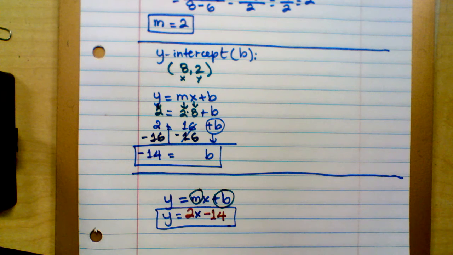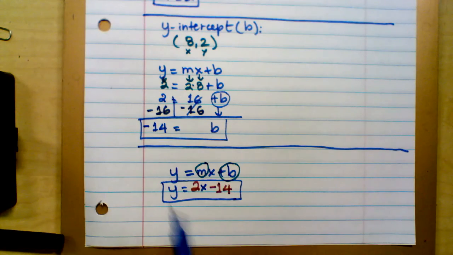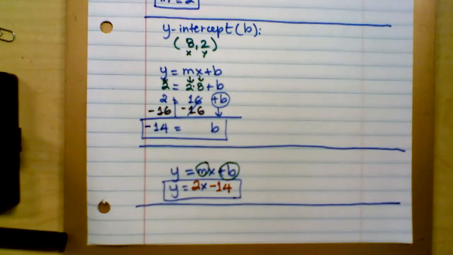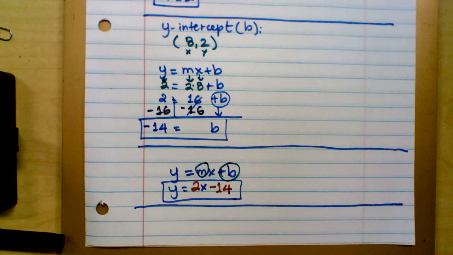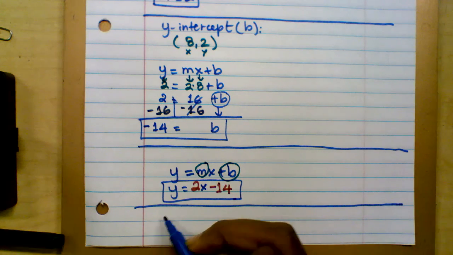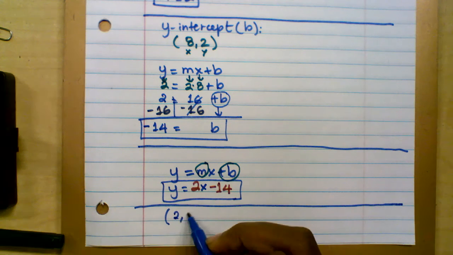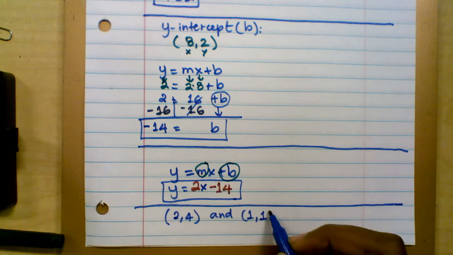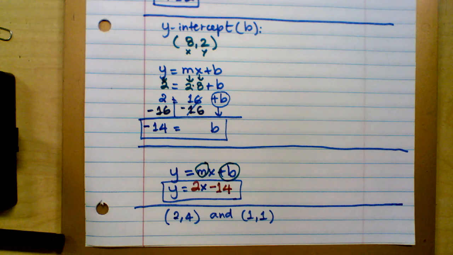Let me give you an example for you to practice. This is for you to check your understanding. I'm asking you to write the equation of the line when you're given the points (2, 4) and (1, 1). Follow the steps and please write the equation of a line that passes through those 2 points in slope-intercept form.